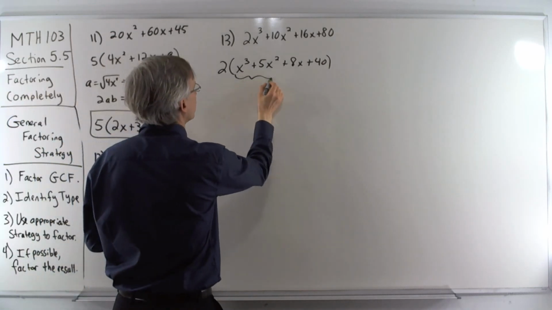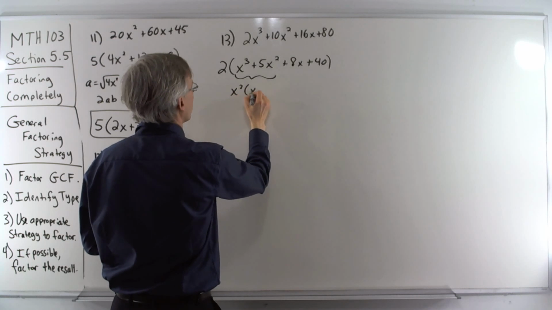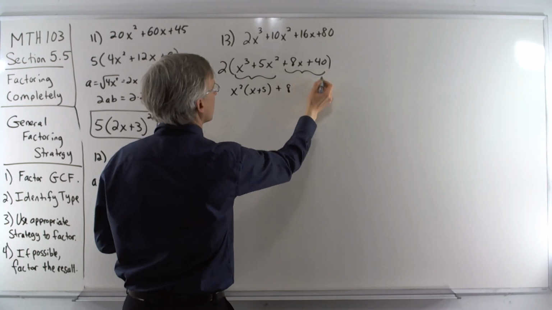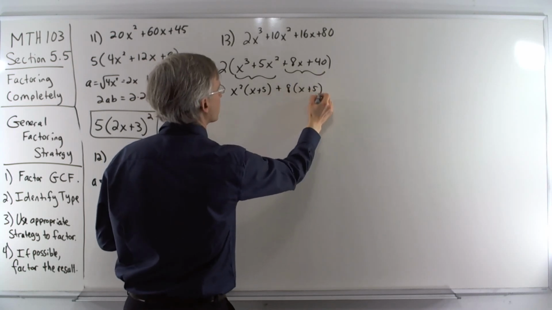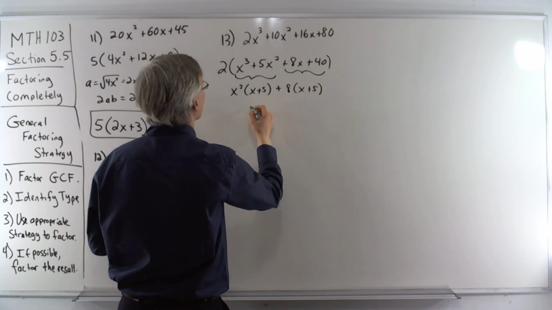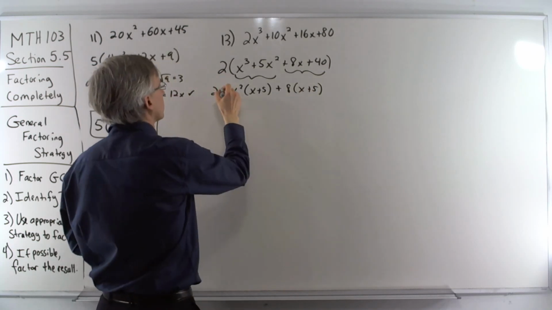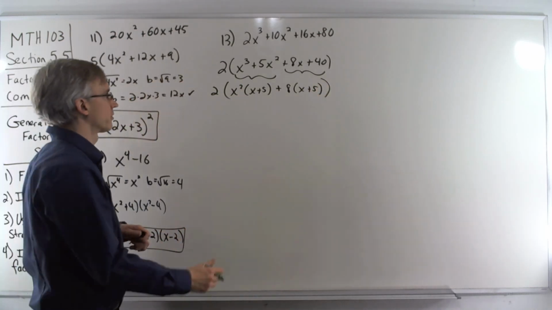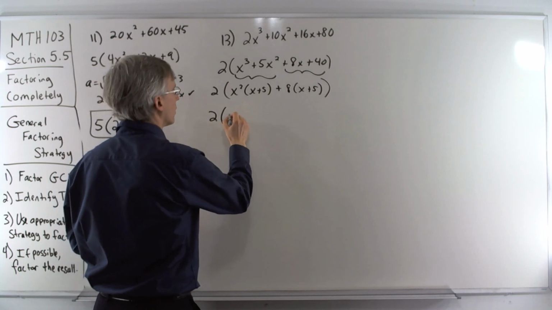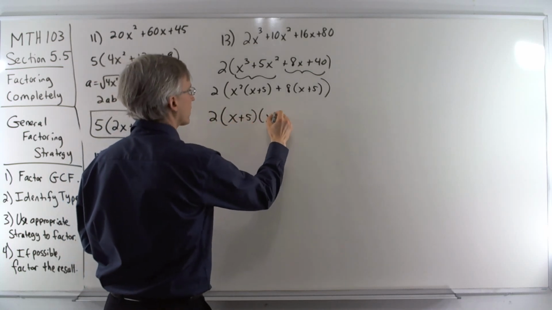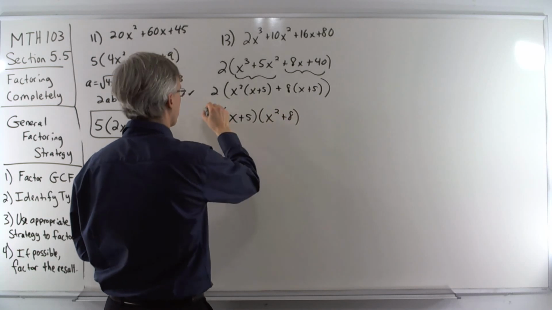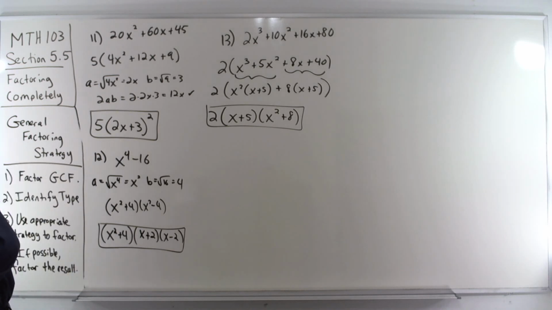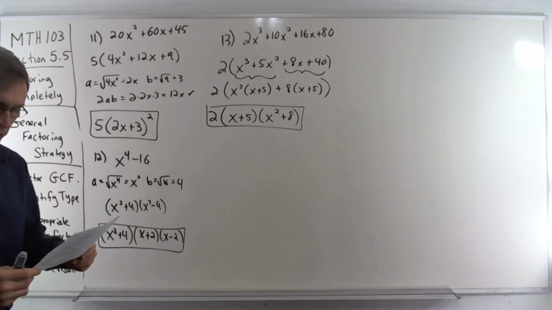All right, factoring out these 2, we can factor out x squared and get x plus 5. Then over here, we can factor out an 8 and get our matching binomial x plus 5. All right, now completing the factoring by grouping, x plus 5 and x squared plus 8. Your turn, number 14.